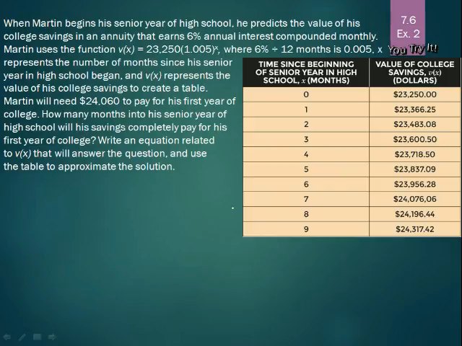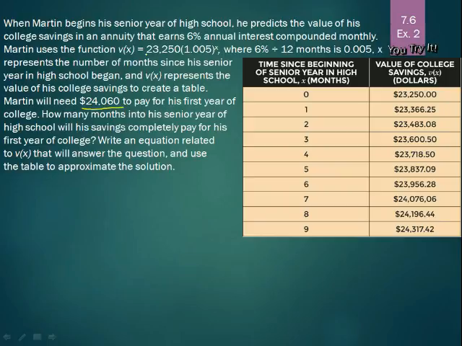Martin will need $24,060 to pay for his first year of college. How many months into his senior year of high school will his savings completely pay for his first year of college? Write an equation related to v(x) that will answer the question and use the table to approximate the solution. Okay, so we want to know when Martin will have $24,060 in his account.